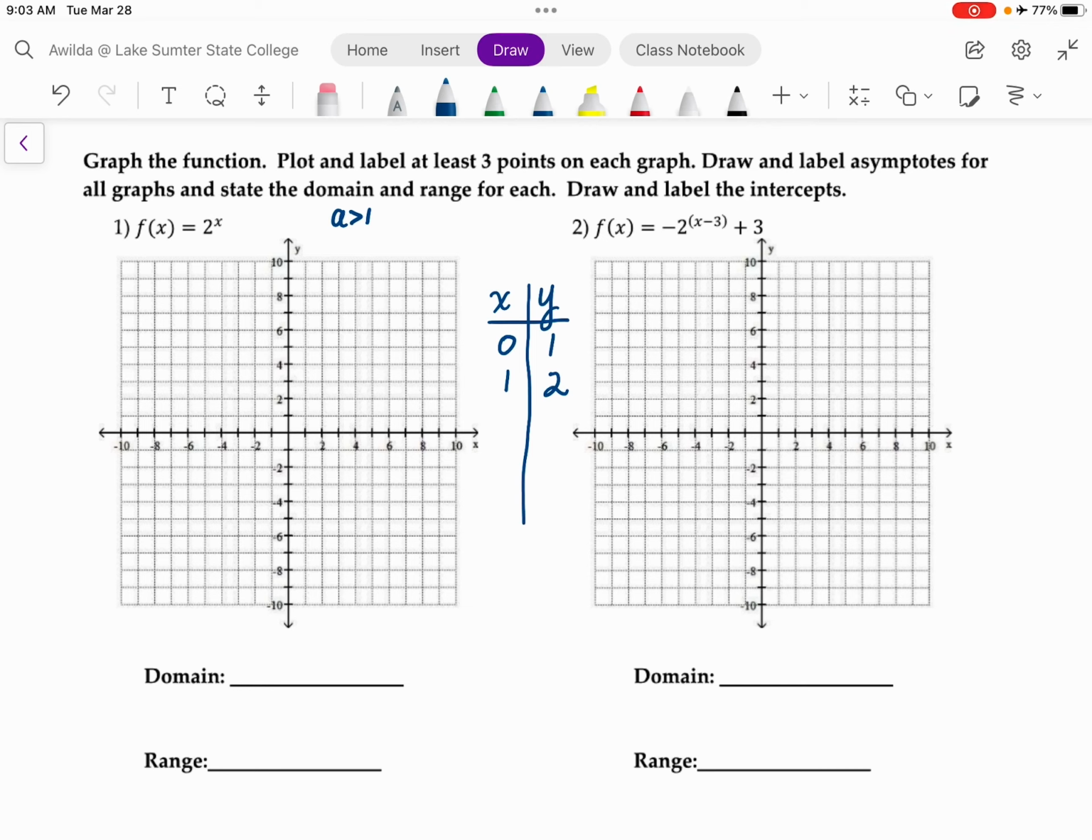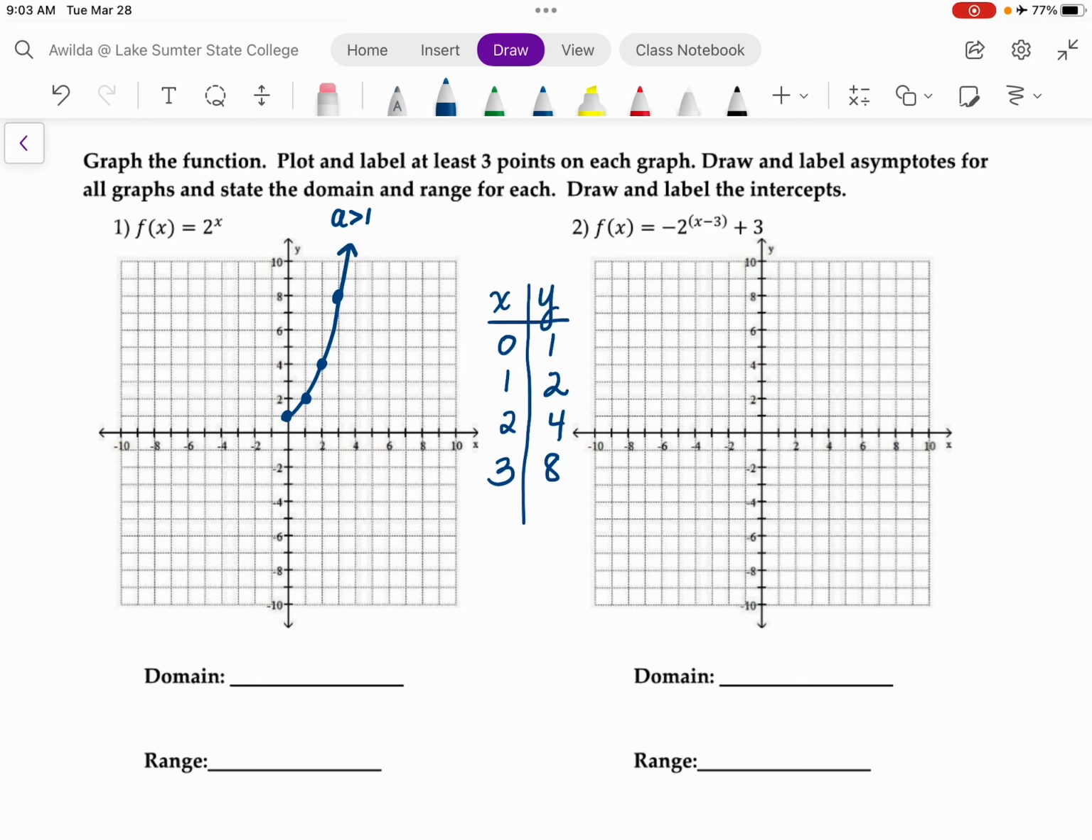Let's go to x equals 2. Then y is equal to 2 to the second power, which is 4. When x is 3, y is equal to 2 to the third power, which is 8. I think this is going to give us enough points to the right of the y-axis. So let's plot (0, 1), (1, 2), (2, 4), and (3, 8). We get a sense of that shape here on the right.